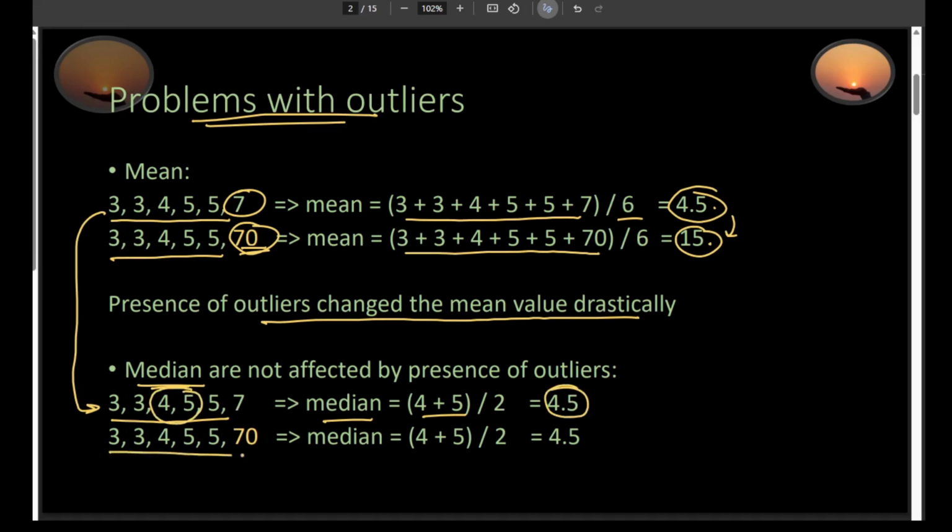I'm taking the same data set, and now I'm just introducing an outlier value. This is a very big value, and you can see it's an outlier. So the median in this case would be the same, right? You take the middle values and find the average, and the answer is still 4.5. So your median has not changed because of the presence of your outliers.